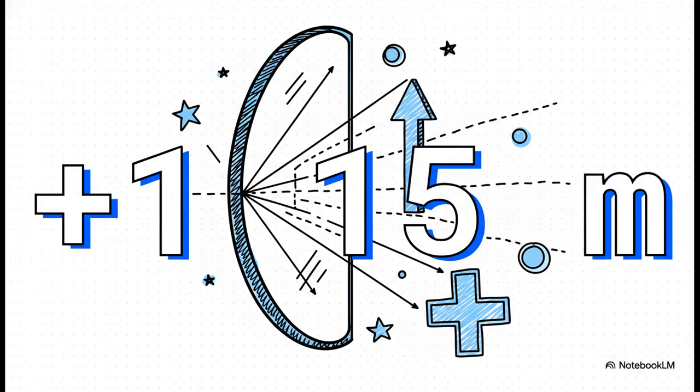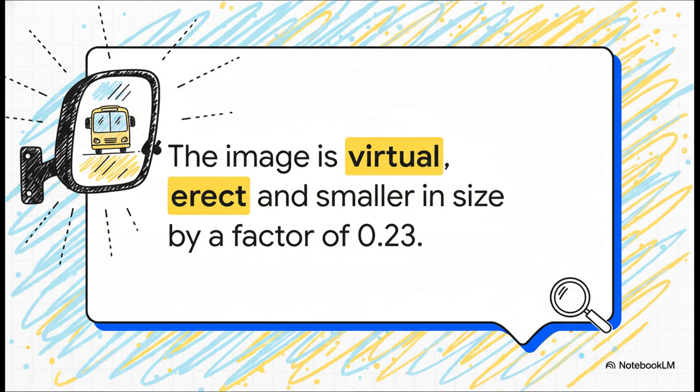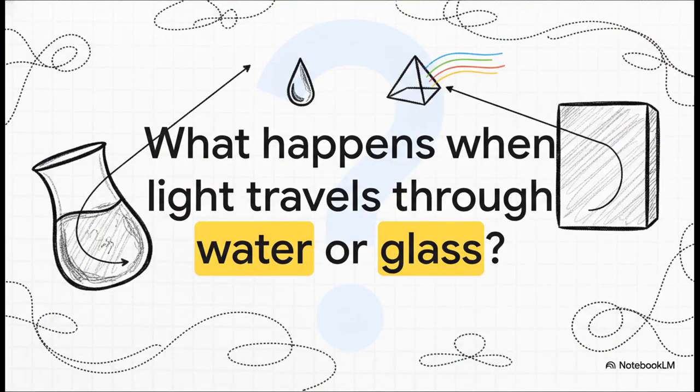So what's that plus sign telling us? Remember our rules? It means the image is formed 1.15 meters behind the mirror. And for the final piece of the puzzle, we calculate the magnification using our v and u. The result is positive 0.23. So let's decode that. The positive sign confirms the image is virtual and upright. And that number, 0.23, tells us it's much smaller than the actual object, which is exactly what you want from a side view mirror.